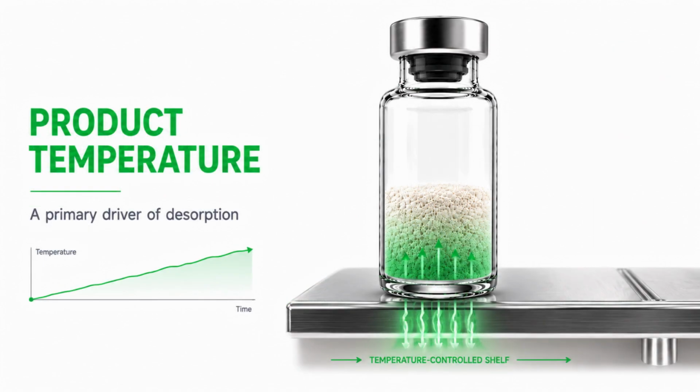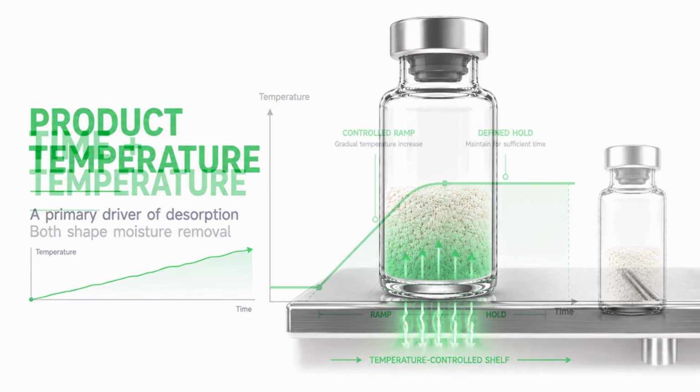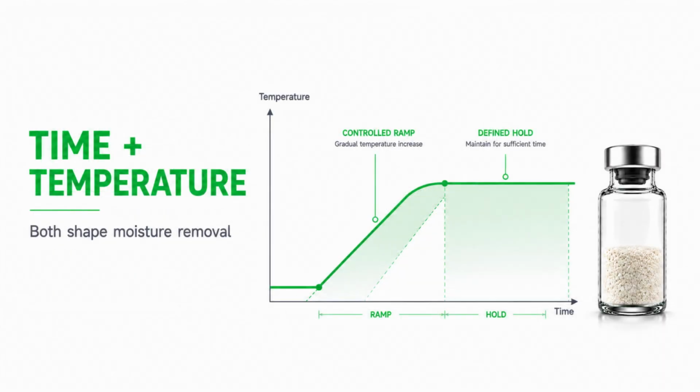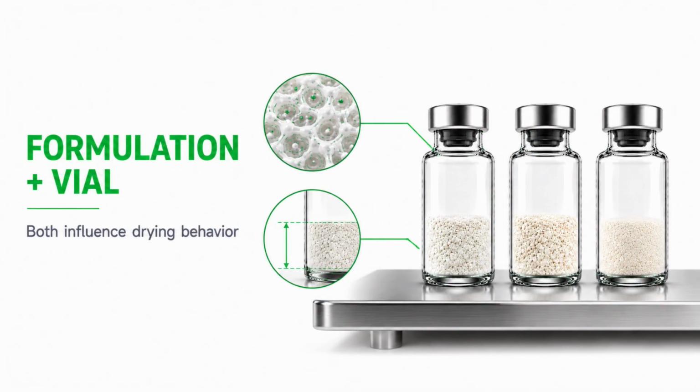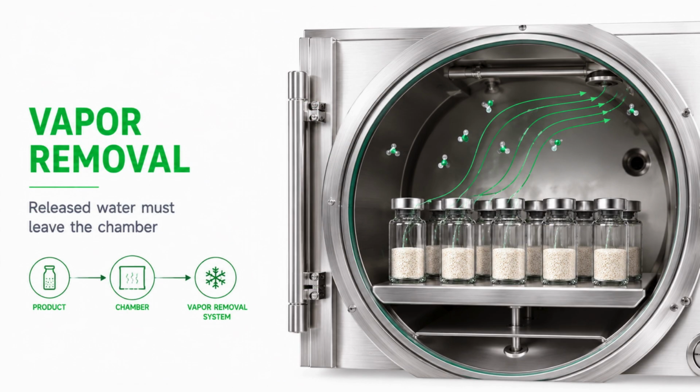Temperature is a major driver of desorption, but it is not the only factor. Exposure time also matters. Formulation composition and vial configuration can influence how heat reaches the product and how moisture is removed. And once water leaves the product, it must also be transported away from the chamber. Secondary drying is therefore controlled by several interacting process and product variables.